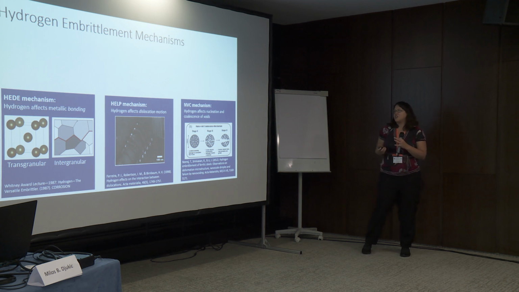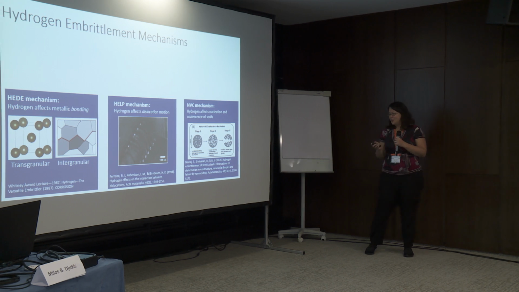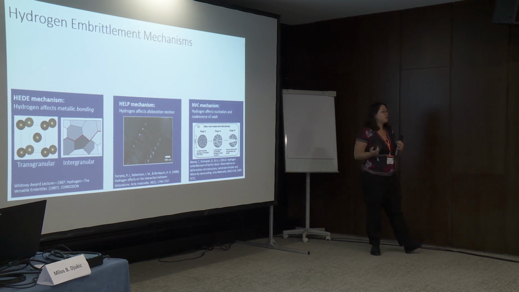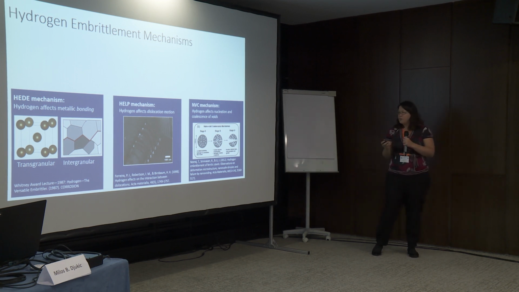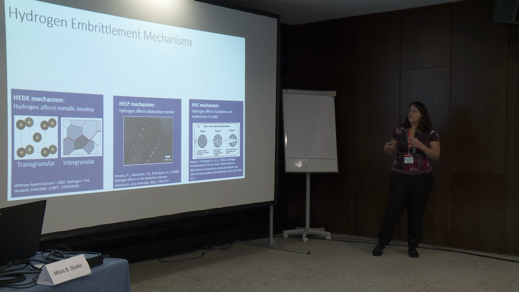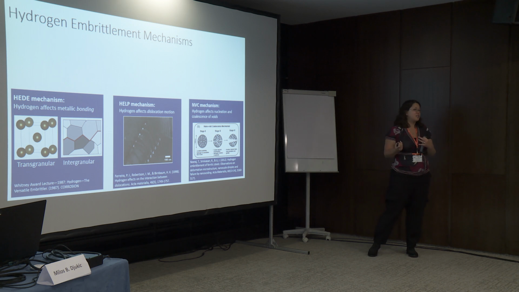And this camp tends to also deal with what mechanisms we tend to be attracted to. With the HEDE mechanism, we look at hydrogen affecting metallic bonding, so then we don't need to have a lot of ductility, so hydrogen suppresses deformation. Or you look at it from the HELP mechanism or the nanovoid coalescence. With the HELP, hydrogen affects dislocation motion, so that's a change in the manifestation of the plastic deformation. Or you have more voids being nucleated and coalescing. With the nanovoid mechanism, again, that's a change in the manifestation of the plastic deformation.